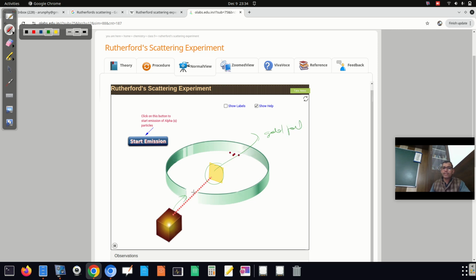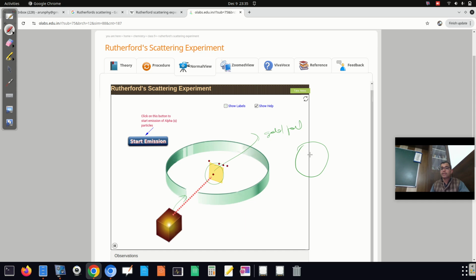If we look at the pattern, most of the particles cross the gold foil and very few particles come back. This is a zinc sulfide screen. That means very few particles are coming back, so inside the atom there is a lot of empty space.